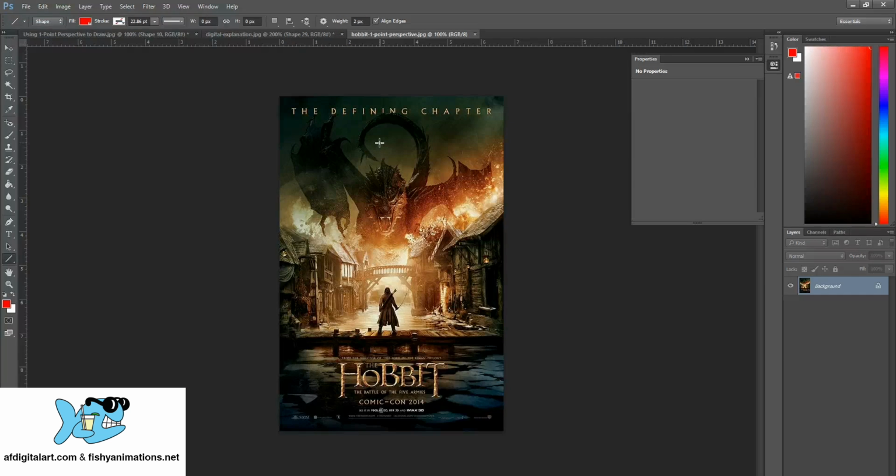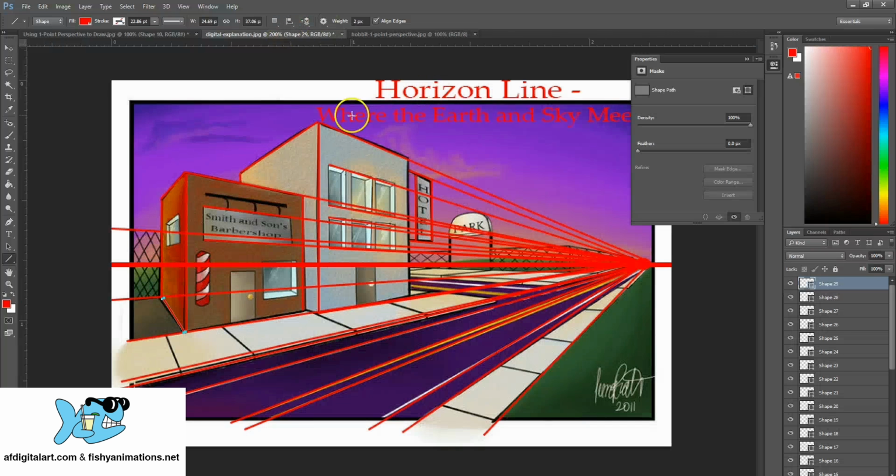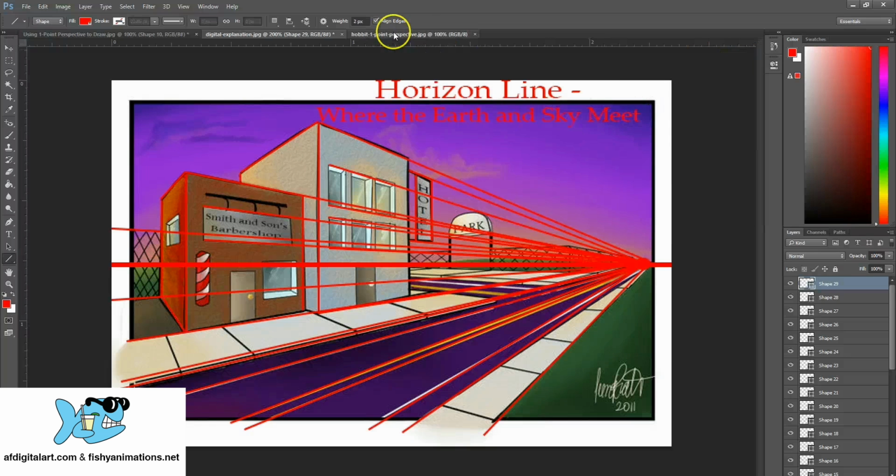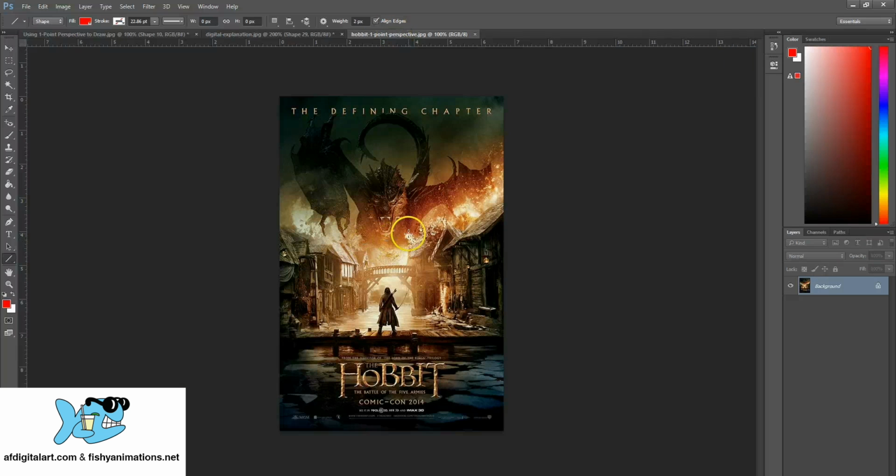Okay, this is a professional movie poster. This movie poster uses the concept of one-point perspective. The horizon line, again, looking at the last example I showed you, is where the earth and sky meet. In this example, the sky is here. The earth in this case is actually the water and this area of the dock which the man is standing on.